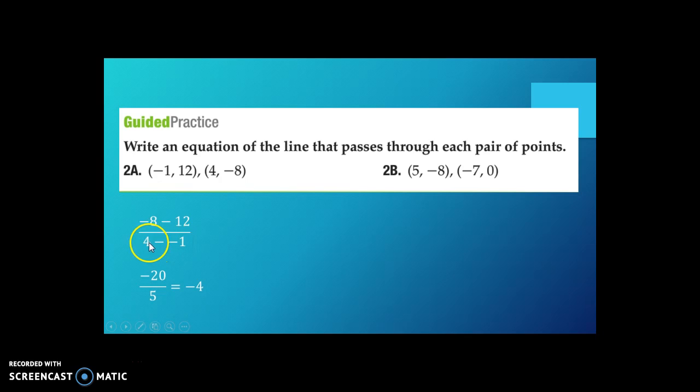4 minus -1 is 4 plus 1, which is 5. And when I make that division, I get -4. So now I have a slope and I have a point. It just depends on which one you want to use. I'm going to use the 4, -8 one.